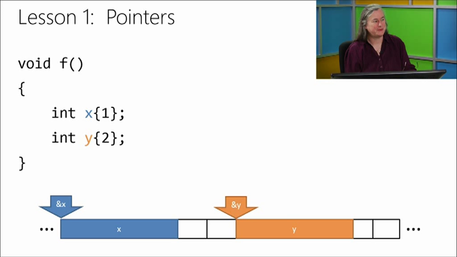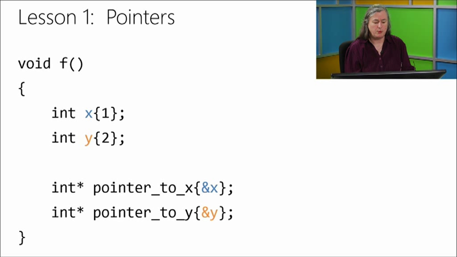So ampersand x means the address of x, a pointer that points to the place where x starts. And ampersand y means the address of y, a pointer that points to the place where y starts. Why do I want yet another way to use another name for the same thing? Well, I can put that into a variable and then use that variable, maybe pass it to a function or keep it and have access to it later.